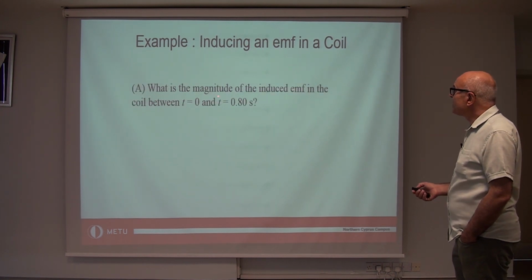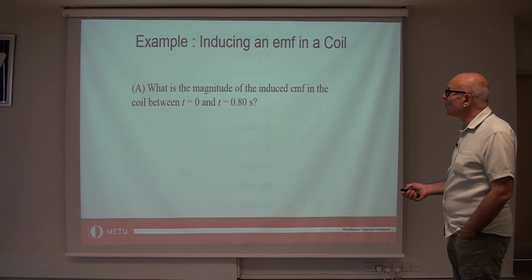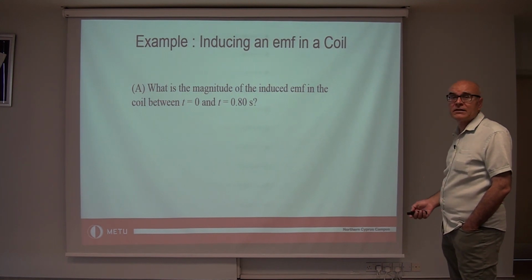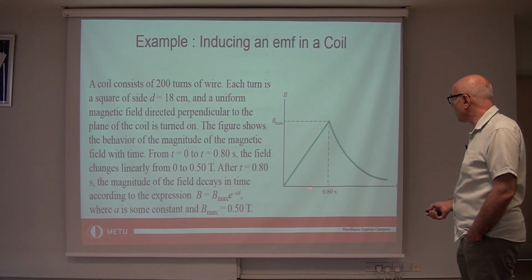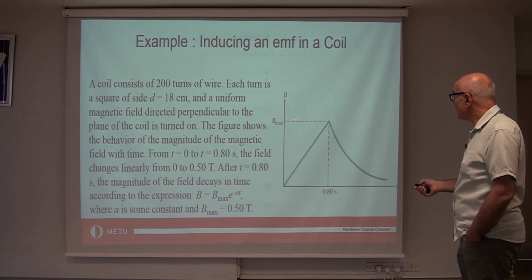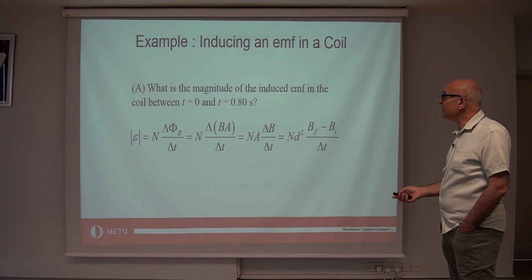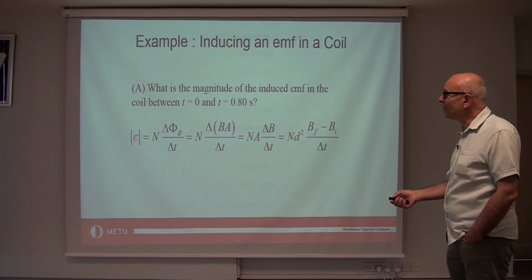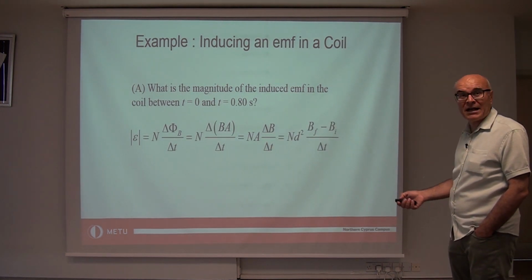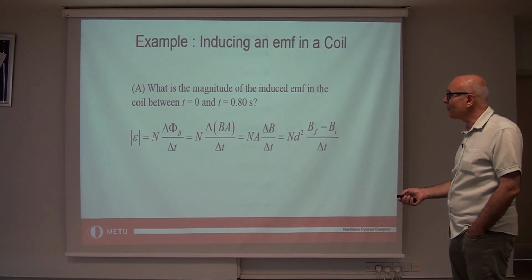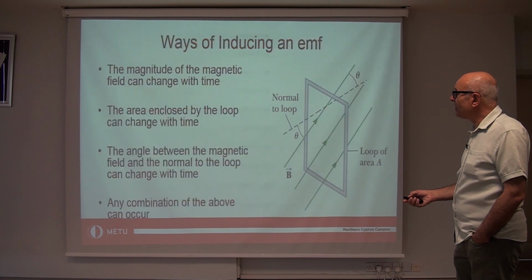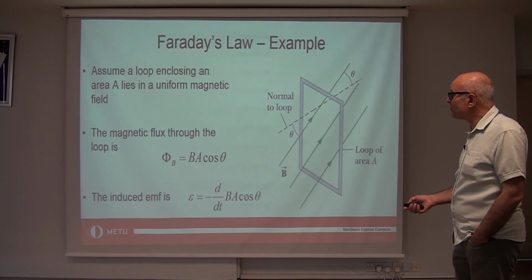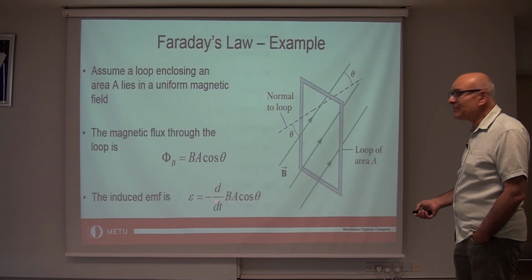Now, what is the magnitude of the induced electromotive force in the coil between t equals 0 and t equals 0.8 seconds? When the magnetic field varies from 0 to 0.8 seconds, it varies from 0 to B maximum. What will be the induced electromotive force? I look at the absolute value to get rid of the minus sign in Faraday's law, and it is N. The formula is minus dΦ/dt.